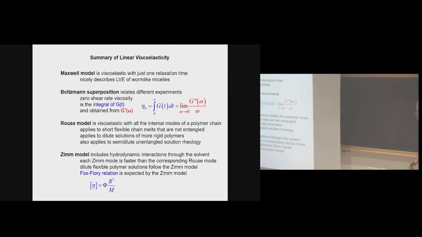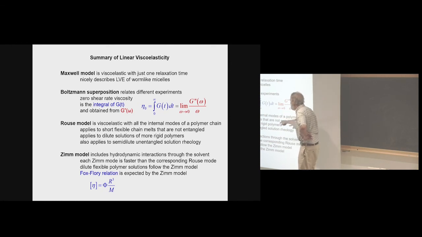Okay, so quick summary. We had a Maxwell model. It just has one relaxation time. It works for some things, but it isn't usually thought to be particularly precise, but at least has the virtue of being simple. Boltzmann superposition works only for linear viscoelastic response, but for instance, we can get the zero shear viscosity from the time integral of G of t. We could also get it from oscillatory shear from the low frequency character of the loss modulus.